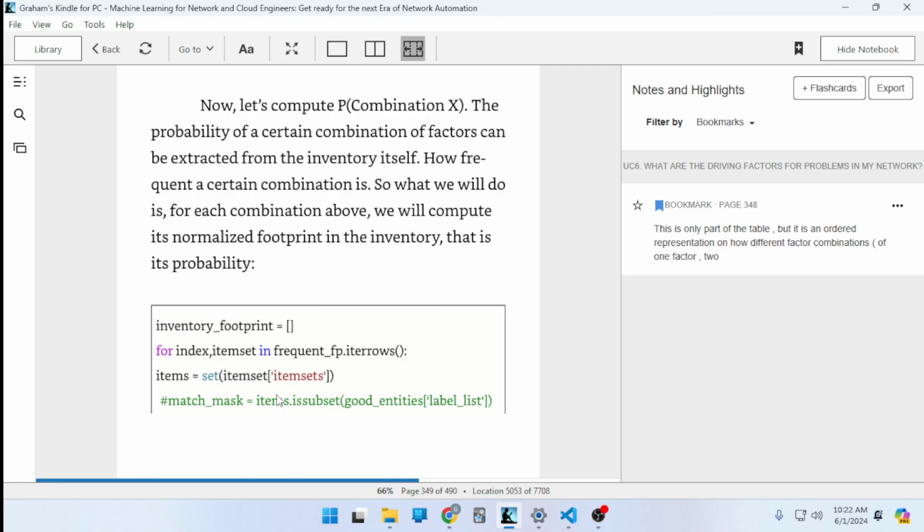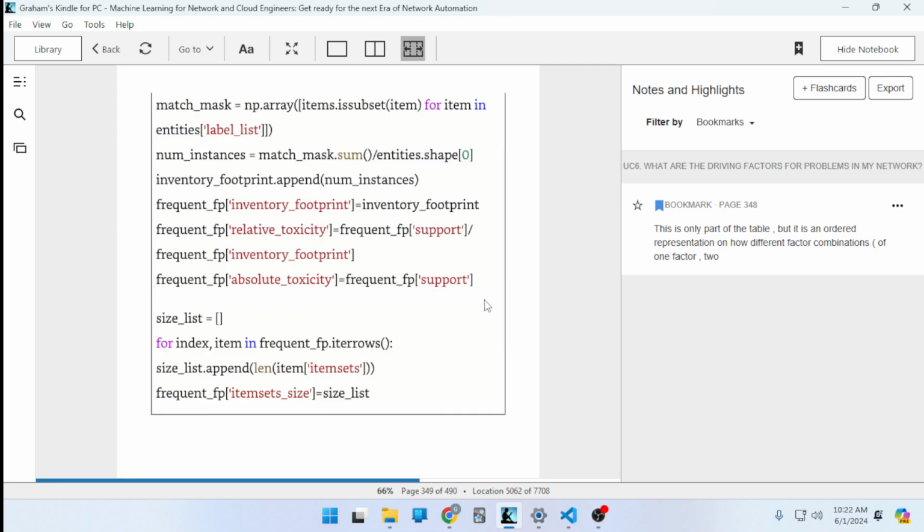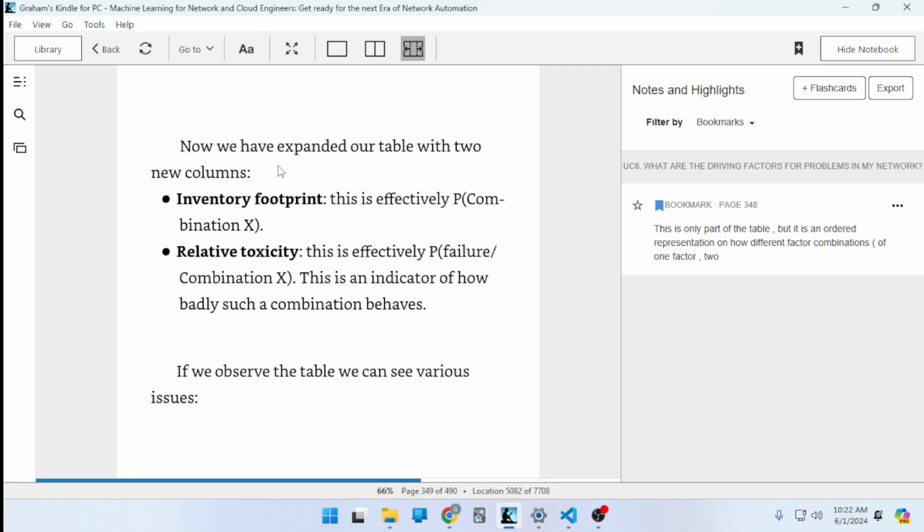All right, there we go. Looks good to me. Now we have expanded our table with two columns. Inventory footprint, this is effectively the probability of combination X. Relative toxicity, this is effectively the probability of failure being a result of combination X. This is an indicator of how badly such a combination behaves. If we observe the table, we can see various issues.